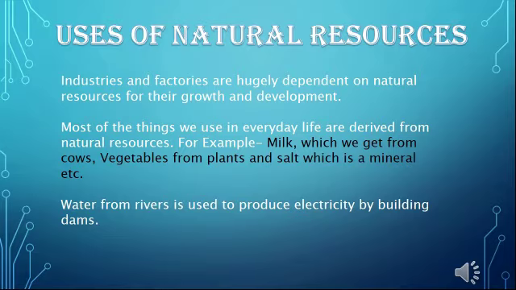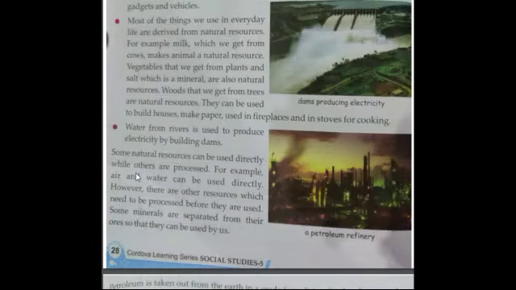Woods that we get from trees are natural resources. They can be used to build houses, make paper, used in fireplaces and in stoves for cooking. Students, water from rivers is used to produce electricity by building dams. Some natural resources can be used directly while others are processed.